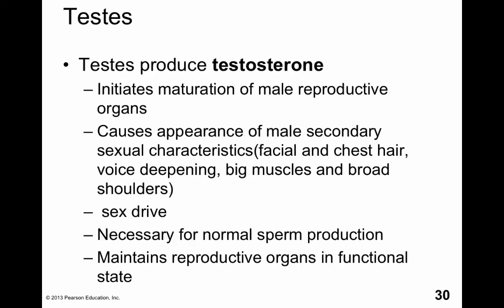So menstrual cycles. Testosterone is important for the maturation of male reproductive organs, and it causes the secondary male sexual characteristics. So facial and chest hair, the deepening of the voice, and big muscles and broad shoulders. It's important in having an active sex drive, necessary for normal sperm production, and it helps to maintain reproductive organs in the functional sense in men.